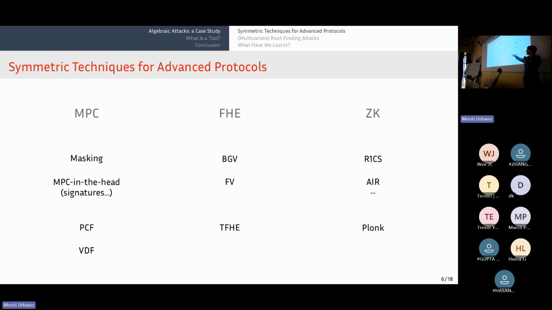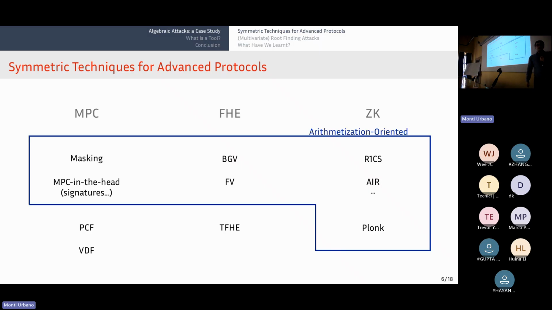For FHE, I have put 3 different FHE schemes here, BGV, FV, and TFHE. And for zero knowledge, you have many different arithmetizations. So I have talked about R1CS before. I quickly mentioned Plonk. You also have AIR. You have many, and they come up with new ones every day.